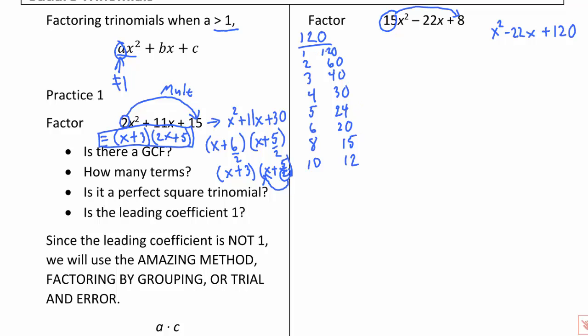Notice that 1 plus 120 is 121. That doesn't work. 2 plus 60 doesn't work. 3 plus 40 doesn't work. 4 plus 30 doesn't work. 5 plus 24 doesn't work. 6 plus 20 doesn't work. 8 plus 15 doesn't work. But 10 plus 12 is 22, and that works. That means that the factorization over here is, well, we're going to have an x here and an x here. This is addition, which means they're the same sign, and that's what sign they are. So they're both minus. We're asking ourselves what multiplies to 120 and adds to 22. Well, that'd be 10 and 12.